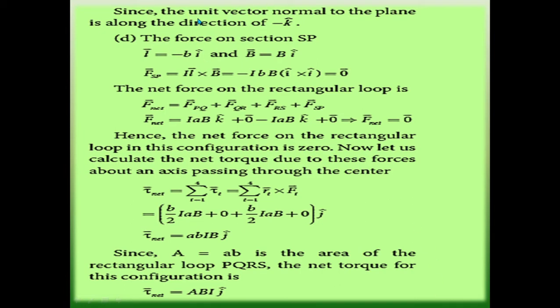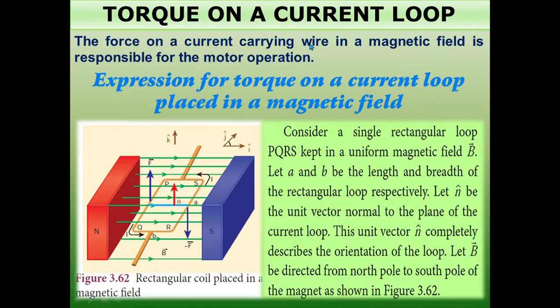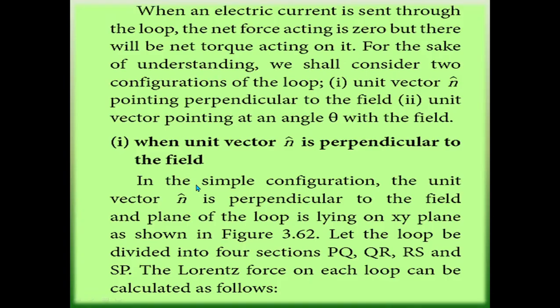Since the unit vector normal to the plane is along the direction of minus k cap. Next, the last side: the force on section SP, that means the force on section SP along the XP. The force acts from S to P. Here this side is also represented by small b.